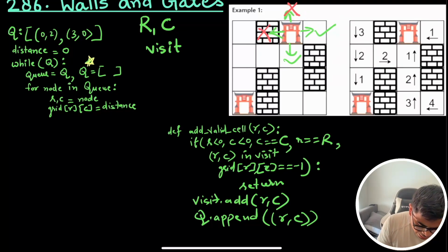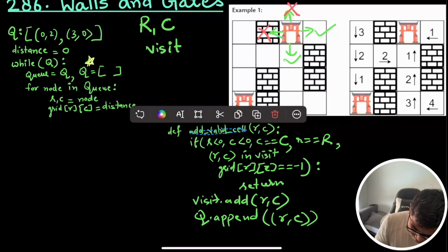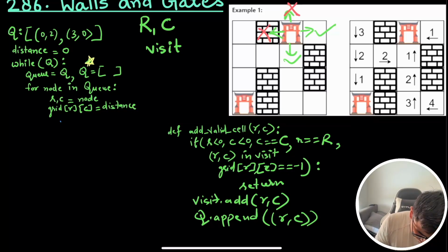But here we have not completed this one. What was happening here for this particular node is that I have to explore its neighbors. So I will have this function called add valid cell. I will just copy this and then paste it here.